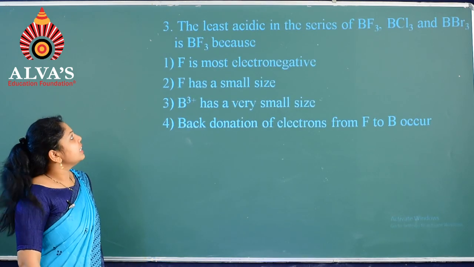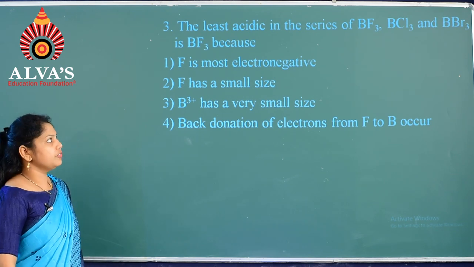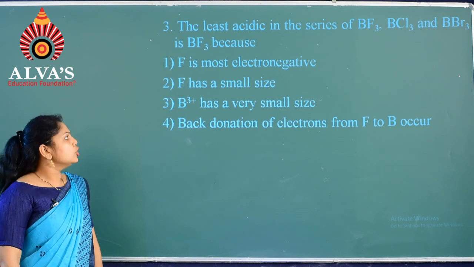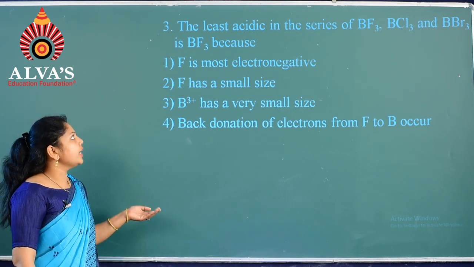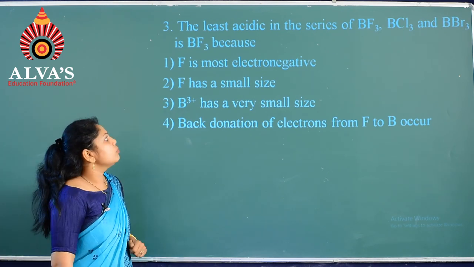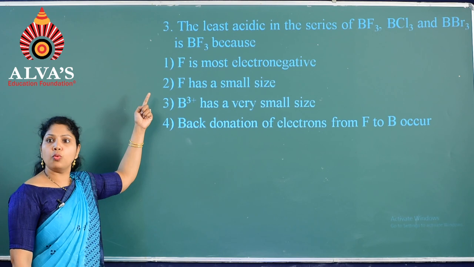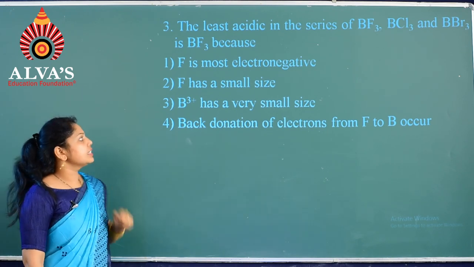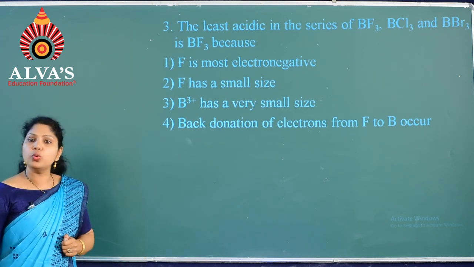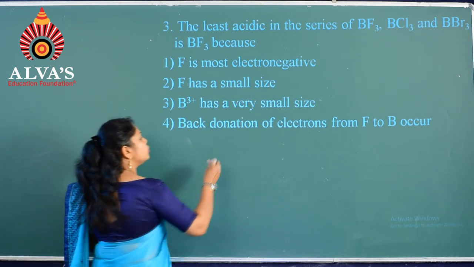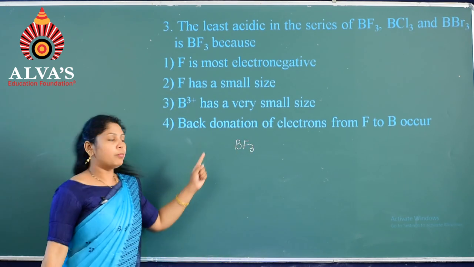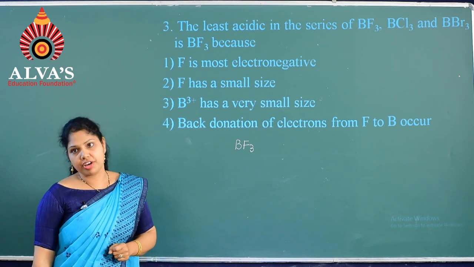Question number 3. The least acidic in the series of BF3, BCl3 and BBr3 is BF3 because. So you have to find out the reason why BF3 is least acidic. If you observe the options, fluorine is most electronegative, fluorine has a very small size, B3 plus has a very small size, back donation of electrons from fluorine to boron occurs. If you observe the BF3 molecule, here the boron and fluorine atoms are very small.